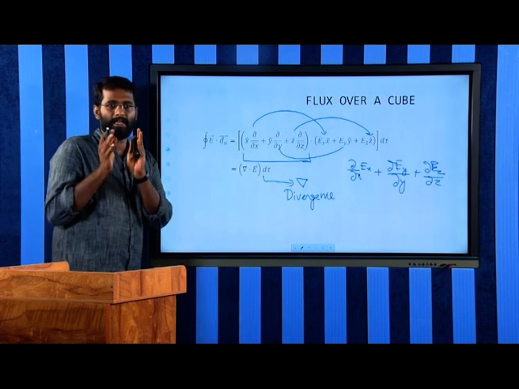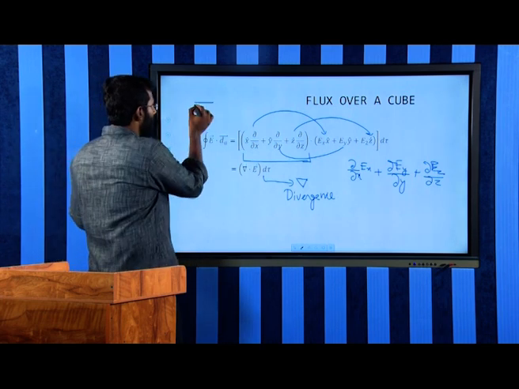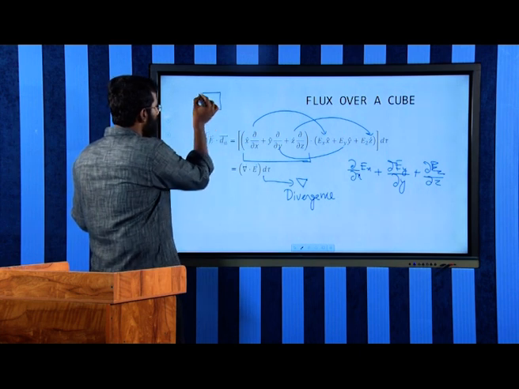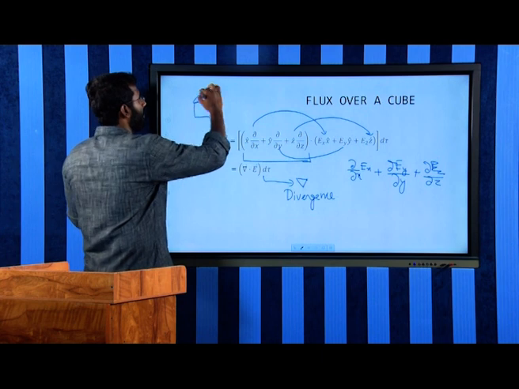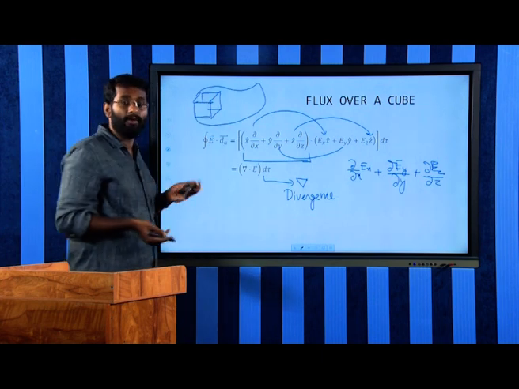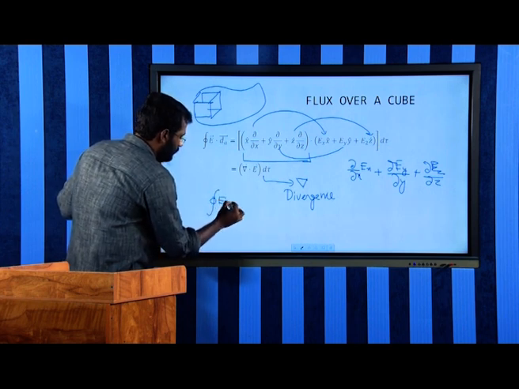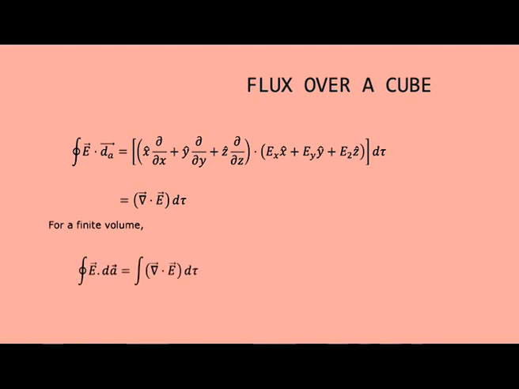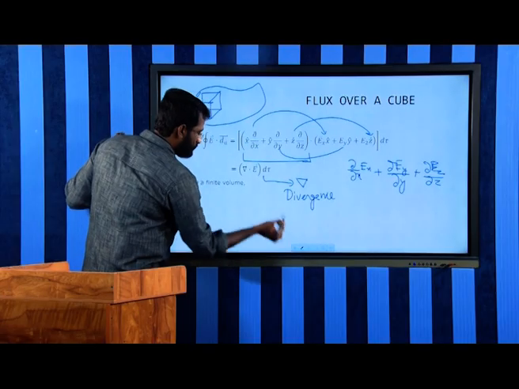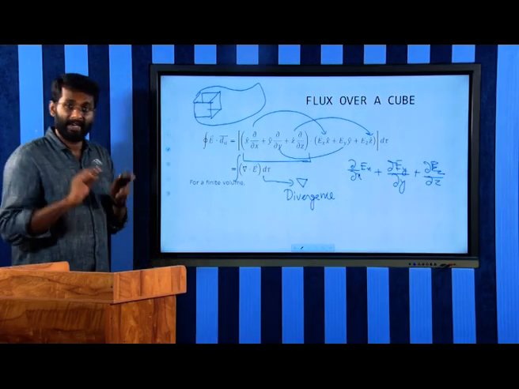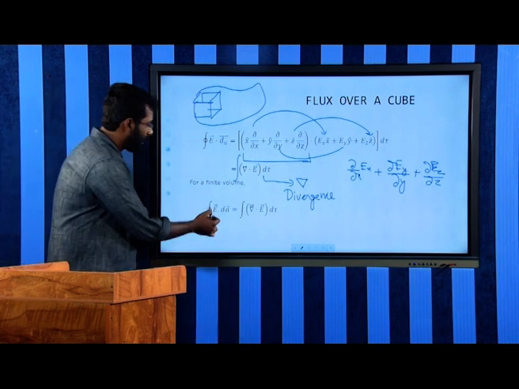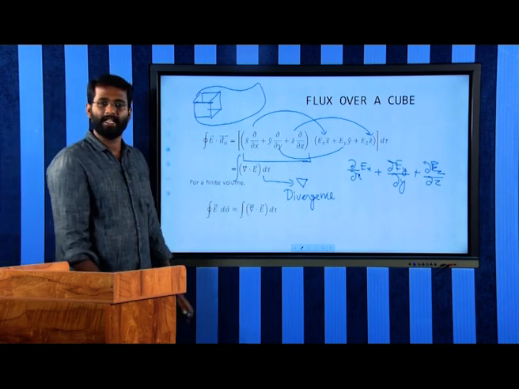Now, here we did it for a small elemental area or elemental volume dx, dy, dz. What if it is a very large volume? Then we have to integrate it, that is, we can write it as integral E dot d tau. Since we now want a finite volume instead of an elemental cube, we have to integrate the right side also. So integral E dot dA is equal to integral del dot E d tau.